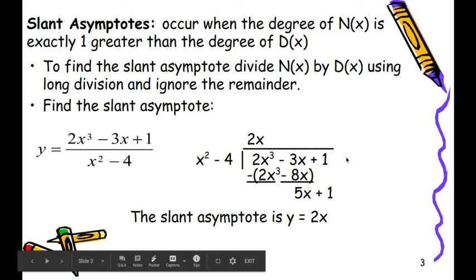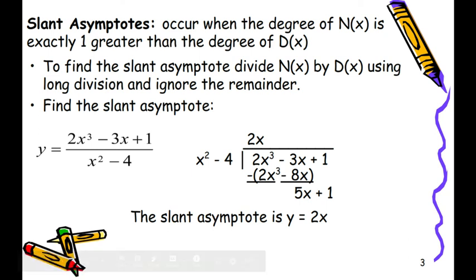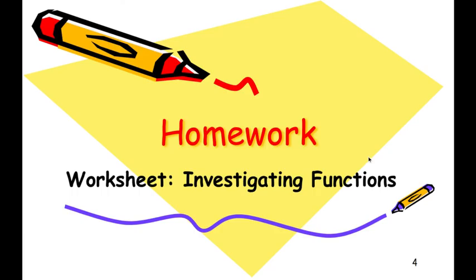But for your assignment tonight or today, you're just going to do identifying some of the parts. And now we're going to include the holes and the slant asymptotes as well. All right, so that's going to be posted on Google Classroom. It's called Investigating Functions. So we're not going to actually be graphing it. We'll do that on Wednesday.